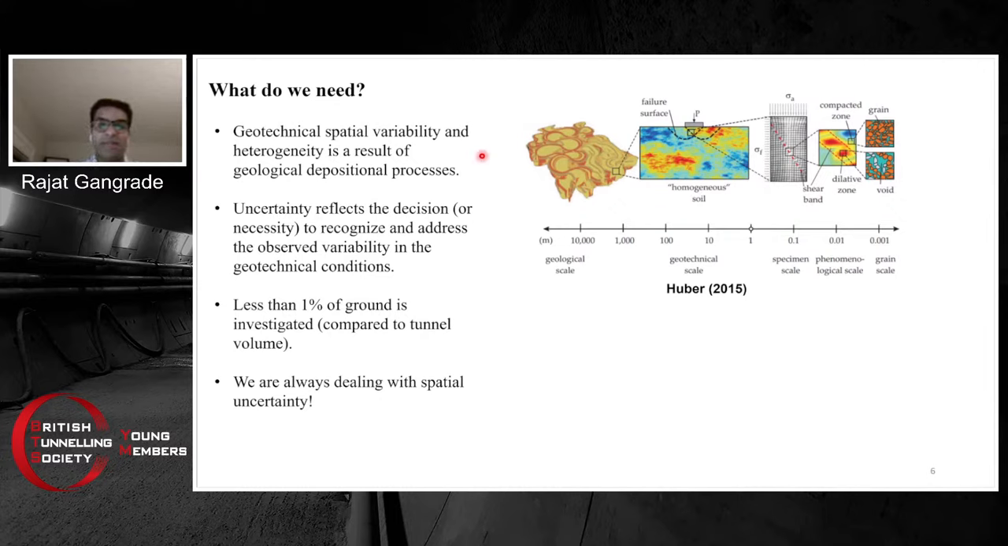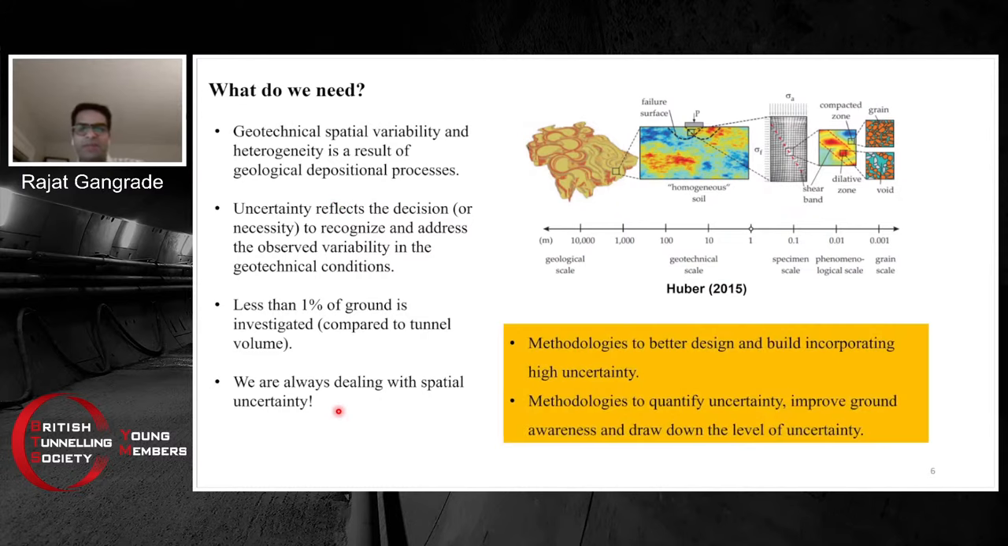So we want to quantify spatial variability, and uncertainty reflects your decision to address that variability in geotechnical parameters. It's a very important aspect of the ground that needs to be quantified. Why? Because less than 1% of the ground is investigated when it comes to tunnel projects. Compare the volume of ground that's taken out during investigations to the volume of tunnel that is being excavated. Those investigations are insufficient, obviously. I always, as a geotech engineer, want more boreholes, but there needs to be a smarter way to drill your boreholes. They need to be located understanding where your high uncertainty is, where your high spatial variability is. And that is where these two aspects come into the picture.